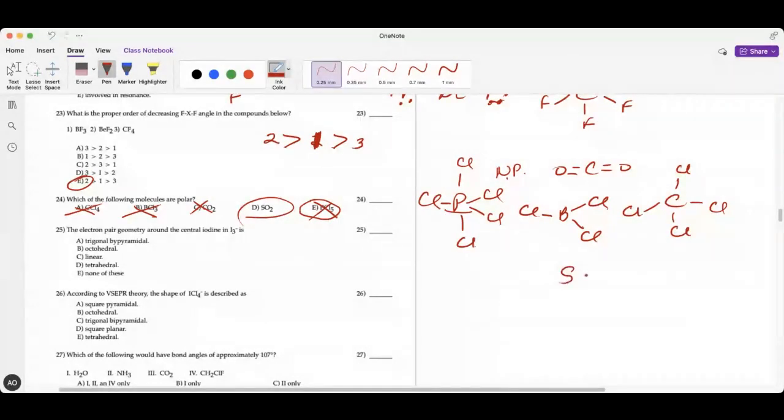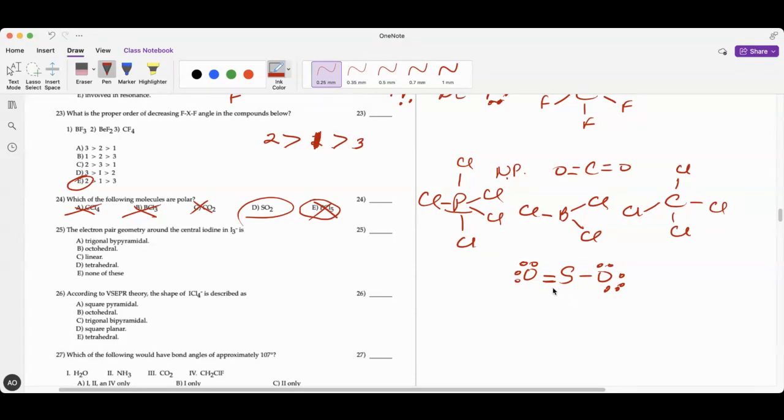So SO2, let's see what we have here. We have 18 electrons. I'm going to go ahead and put those. I have to do that here because I want to show you. So sulfur needs an octet. So I'm going to go ahead and grab a pair of electrons from this oxygen here.